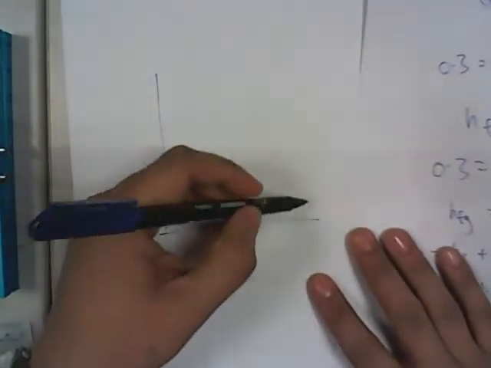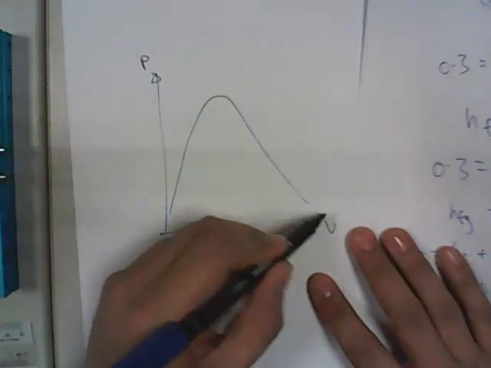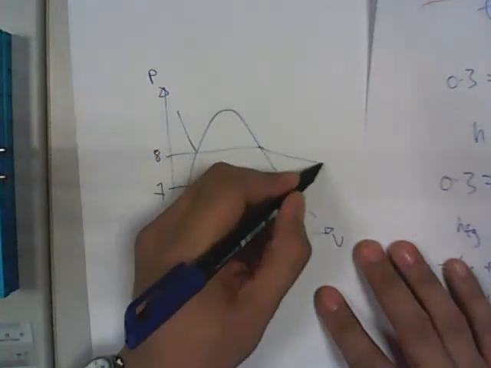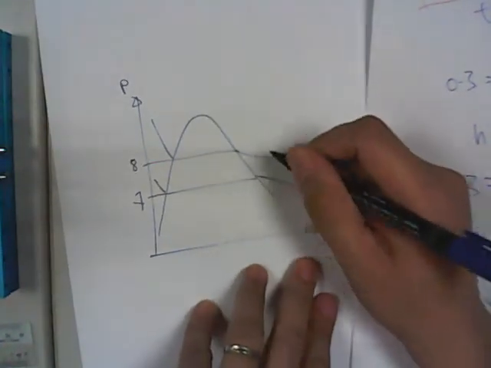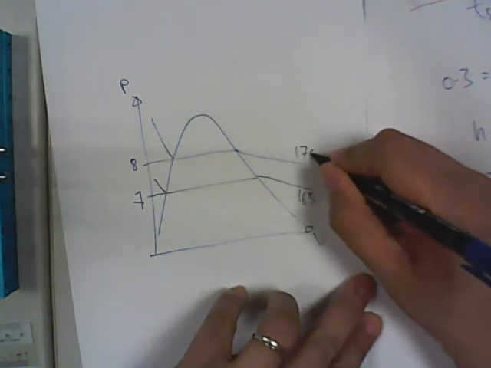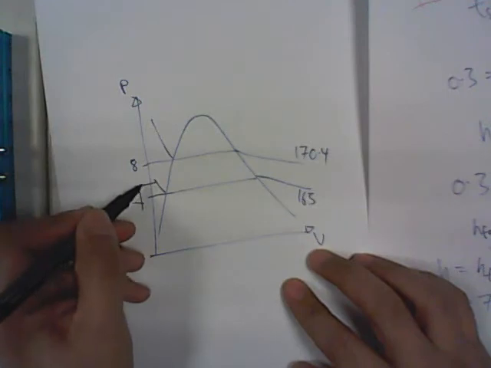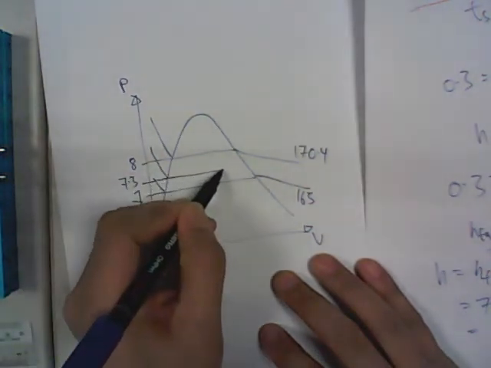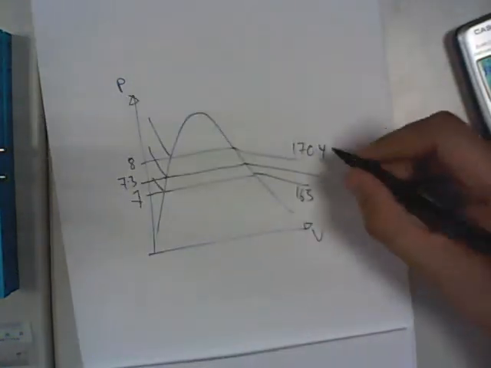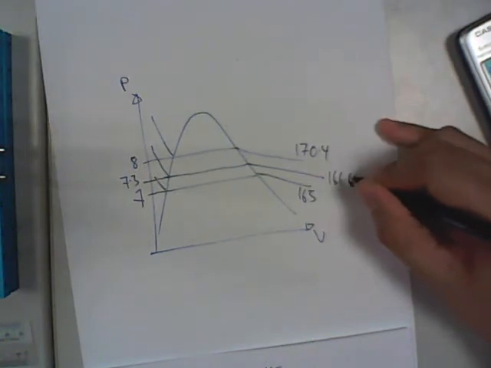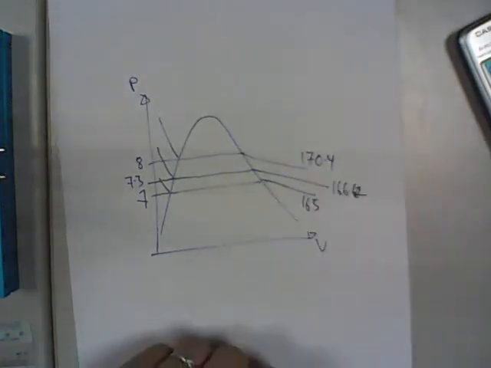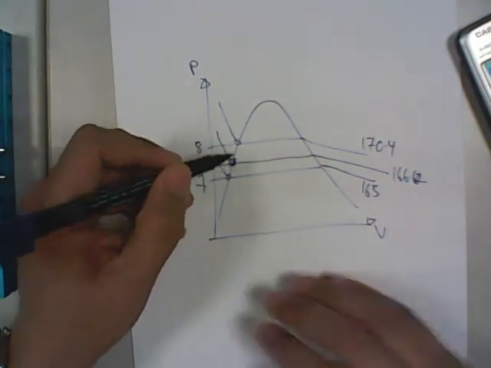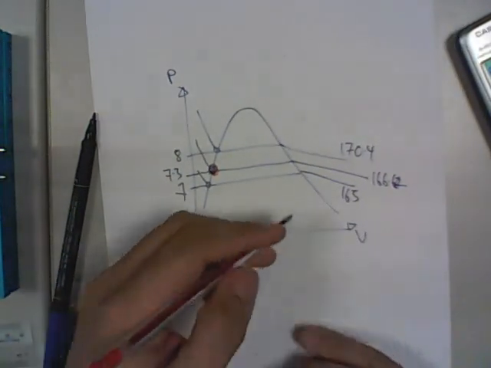Let me try to draw this so that you can understand. So this is pressure, this is volume. You have 8 bar, you have 7 bar, and these two are constant temperature lines, this is 165, this is 170.4. Okay, and 7.3 is somewhere here. 7.3 is in the middle, right? And we find that this temperature line is 166.62. And what you just interpolated is the HF between this point and this point. So you got the HF over here.